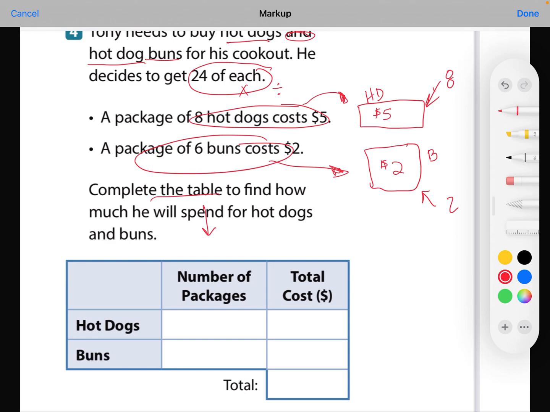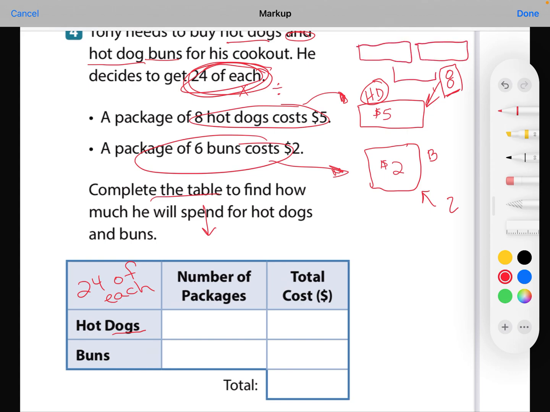He's deciding to get 24 of each. So I think we have to come back to this 24 of each. I'm going to put that down here. 24 of each. I like it to be where I can see it and think it through. So we're going to start with hot dogs. We're going to come up to our model for hot dogs. There are 8 in a package. Okay, so we're going to have 8, 16, 24. So that's going to be 3 packages of hot dogs. Each package costs $5. So that's going to be $15.